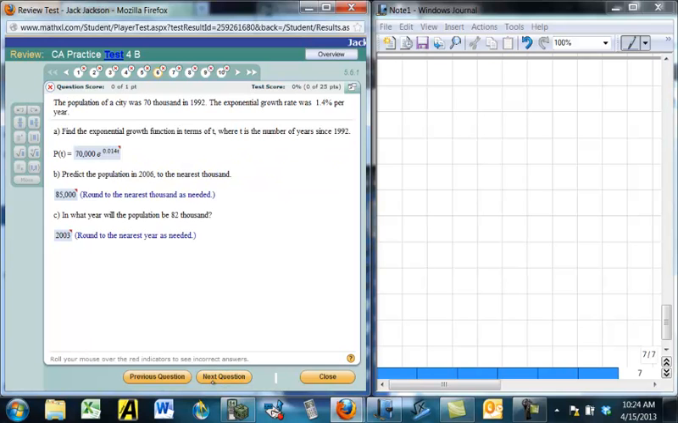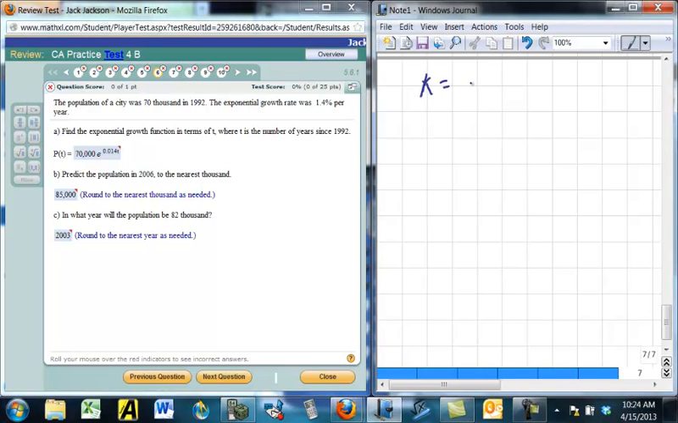Alright, next, another application. The population of a city was 70,000 in 1992, and the exponential growth rate was 1.4% per year. Since it says exponential growth rate, that's k. So it tells us that k is 1.4%, which is 0.014, positive because it's growing. And that's per year, so time must be measured in years. And it says t is a number of years since 1992, so then this 70,000 is the initial amount.